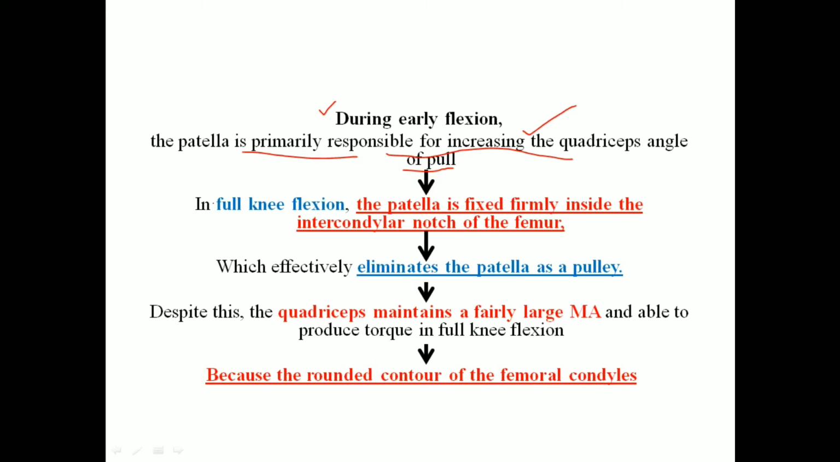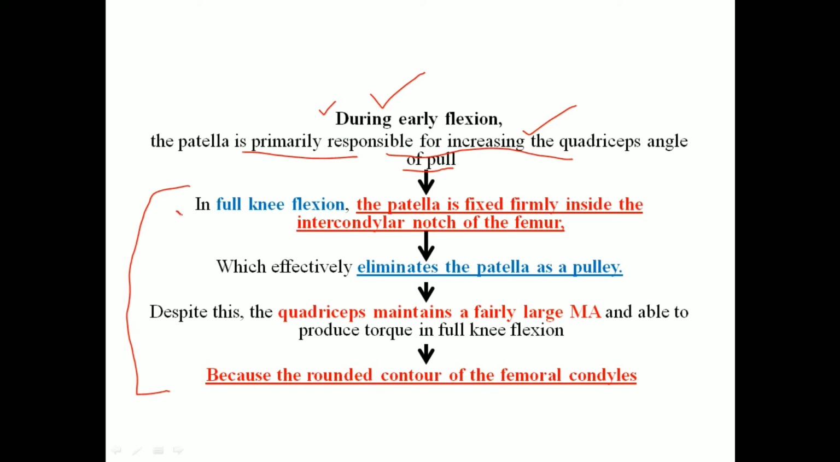At that time the patella is responsible for increasing the quadriceps angle of pull. But now what happens in full flexion? Now we will see from here what happens from full flexion to full extension. This was the first point. It is stating that during early flexion, when we start going towards the flexion movement, the patella is primarily responsible for increasing the quadriceps angle of pull.